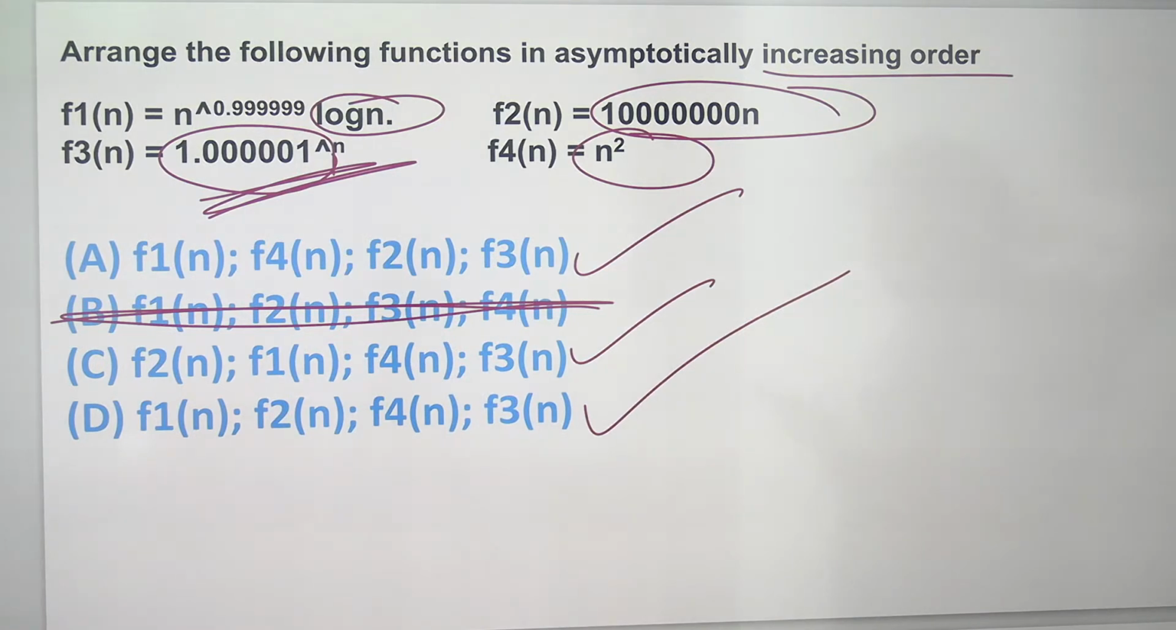It may be looking like 1.00001 whole power n. You may be thinking it is just a 1 and all. No. It may be increasing slowly, but it is exponential. F3 is the bigger.